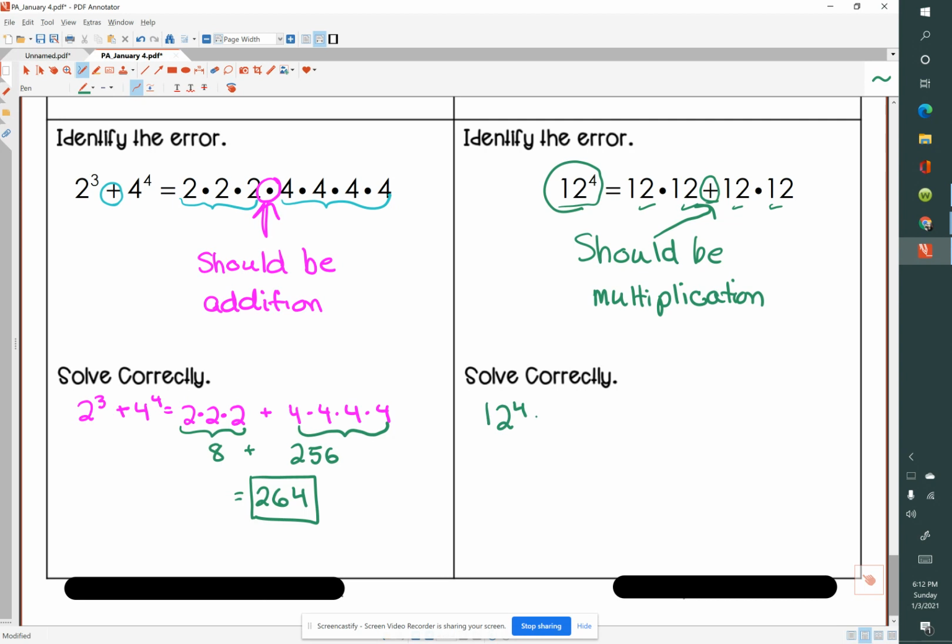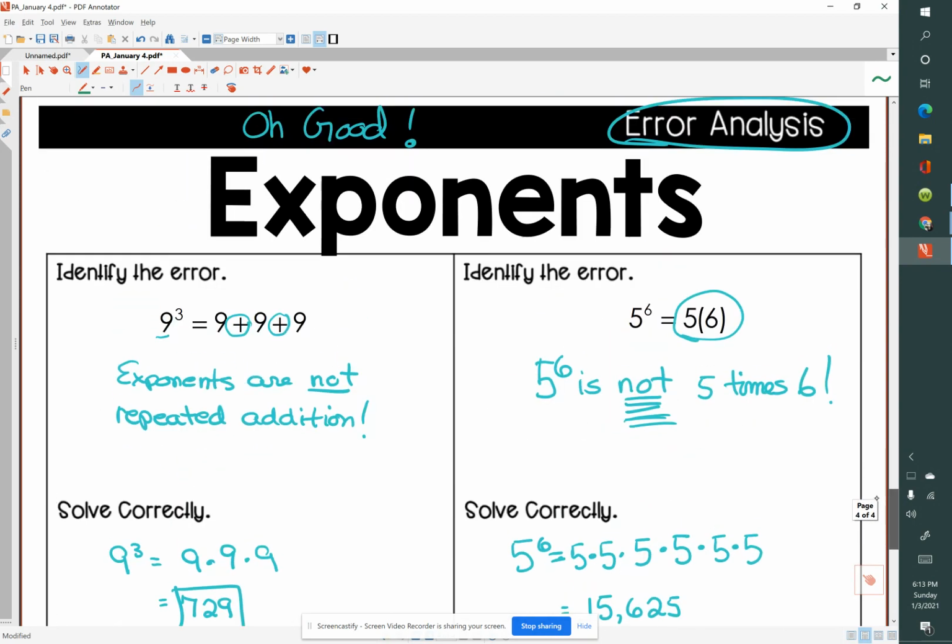12 to the fourth power would be 12 times 12 times 12 times 12. And I have to tell you, honestly, I used my calculator for this. I often don't like to use the calculator, but I needed to for this because when I multiply 12 times 12 times 12 times 12, I get 20,736 as my final answer. So that's your introduction to exponents. We'll be doing these for a bit.